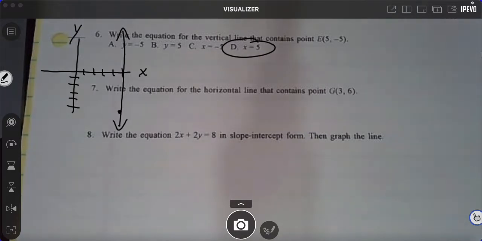That actually tells you your answer to the next question. Okay? So anytime, I'll say that one more time. Anytime it's a vertical line, it's x equals and whatever your x value is. Okay? So x equals 5. Y equals 6. So it is y equals 6 on the next one. Because anytime it's a horizontal line, it's just y equals the y value. So on number 7, it's y equals 6. That would be a horizontal line.